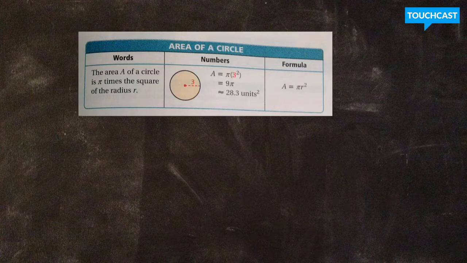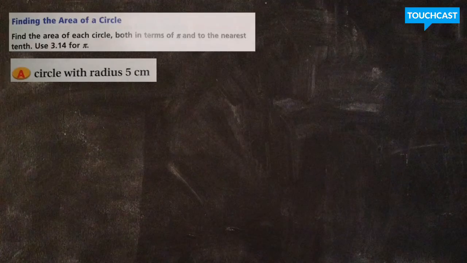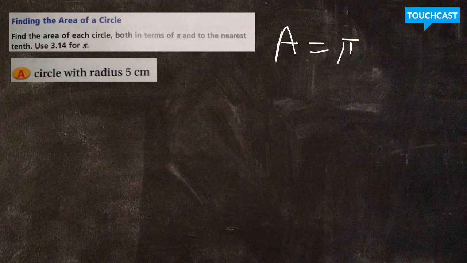The formula for area of a circle is area is equal to pi r squared, or pi times the radius squared. So let's look at an example. We're going to find the area in terms of pi and to the nearest tenth using 3.14 for pi for a circle with the radius 5 centimeters. So just remember that the area's formula is A equals pi times the radius squared. We were given the radius, so we can easily just plug 5 in for r.